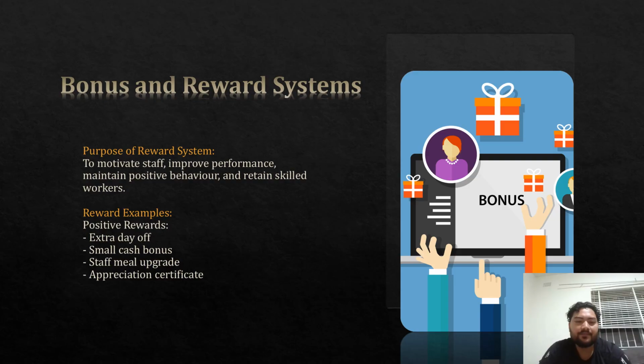And appreciation certificates: you need to give certificates to the staff for their future development, which they can use as a reference letter, like champion of the month or employee of the month, so he gets motivated and keeps working hard.